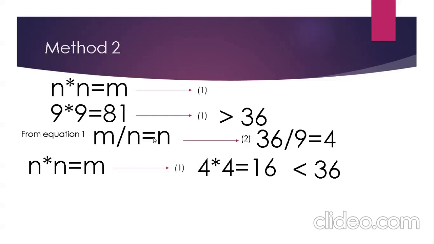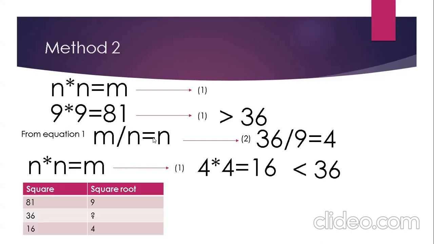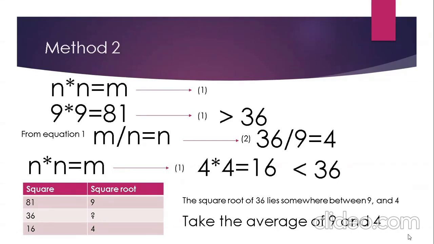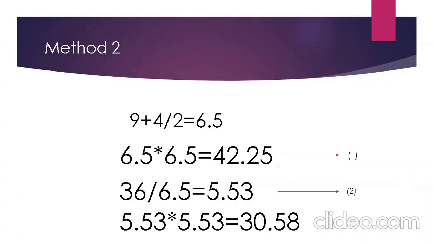So when you picked 9, you're getting 81. When you picked 4, you're getting 16. So 81 is greater than 36, and 16 is less than 36. So you know that 36 comes in between 81 and 16. Now the next step is to find the average of 9 and 4. Finding the average of 9 and 4, divided by 2, you get a new number, which is 6.5.